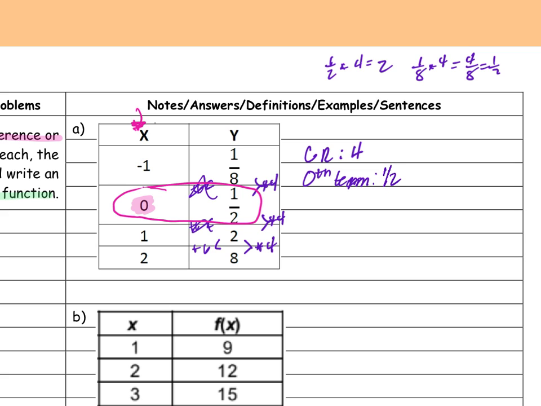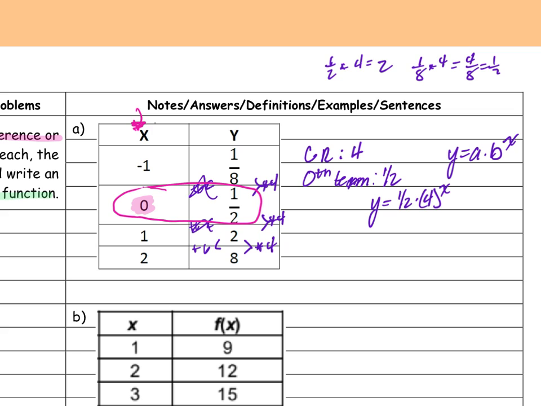And on my equation, I know because it's a common ratio, it is going to be y equals a times b to the x power. That was our definition that it gave us over there. And so this is going to be y equals 1/2 times 4 to the x power.